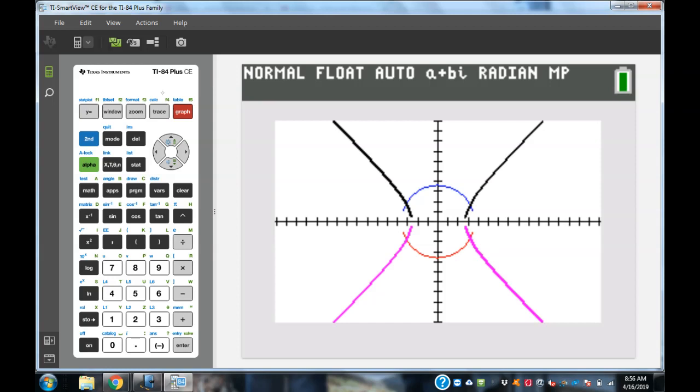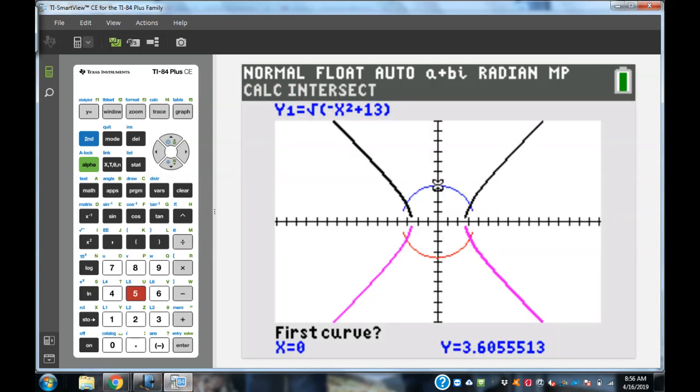We could use the intersect function on the calculator to find each of those places. We've got to keep in mind which one of those is what equation when we do that. So this is where knowing what curve you're using matters. Okay, so the black one is y3, the blue one is y1. So when I do that intersect, second trace, intersect, I've got the first curve is y1. The second curve, I'm going to move to y3. And then I'm going to move my cursor.